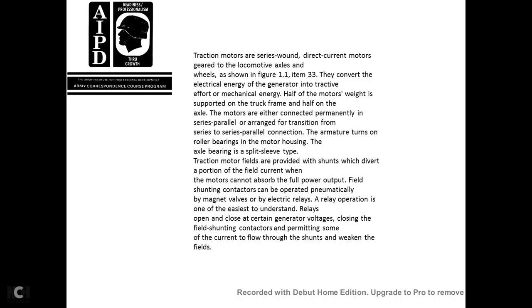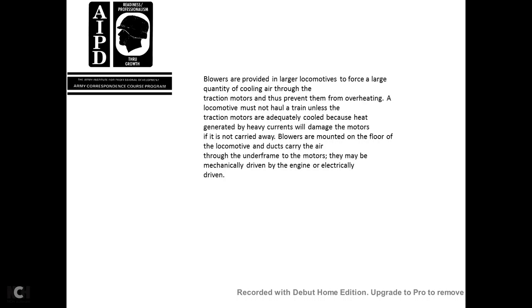The type of traction motor fields are provided with shunts which divert a portion of the field current when the motors cannot absorb the full power output. The field shunt contactors can be operated pneumatically, by magnet valve, or by electric relays. The relay operation is one of the easiest to understand. Relays open and close certain generator voltages, close the field shunt contactors, and permit some of the current to flow through the shunts and weaken the fields.